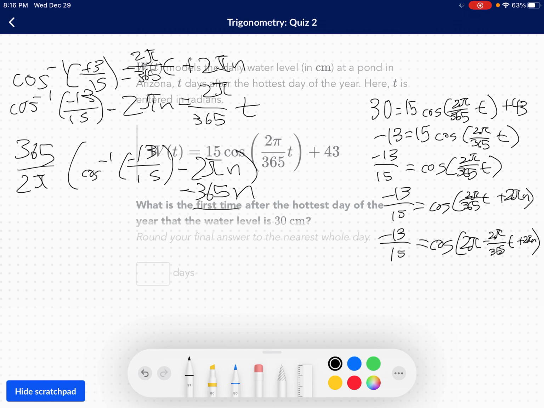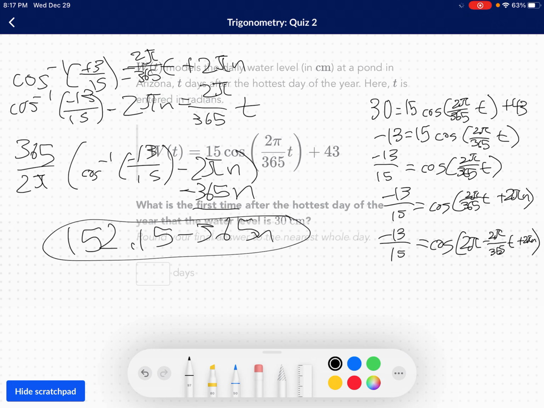So it's inverse cosine of negative 13 over 15 times 365 divided by 2 pi. It's 152.15 minus 365 n. That's one of the solutions. That's the first time, but I need to make sure I didn't mess up. So I'll do the other identity too.